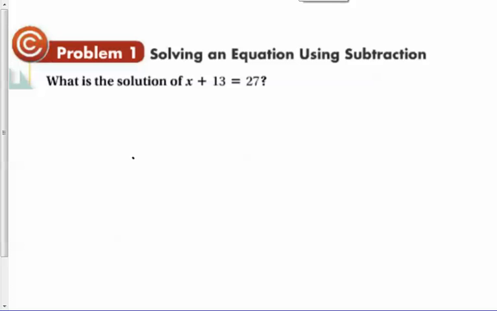Okay, so today we're going to talk about one-step equations. This is very, very simple.